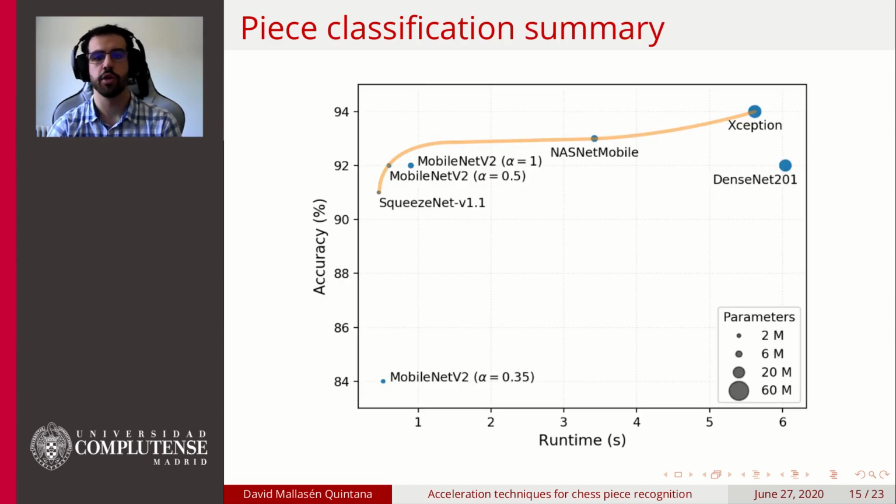By plotting the execution time and the accuracy achieved by each model, we can choose the ones that optimize these values, given by the Pareto front in orange. In this case, we would choose SqueezeNet or MobileNet with alpha 0.5 if we want a faster execution, or Xception for a more accurate result.